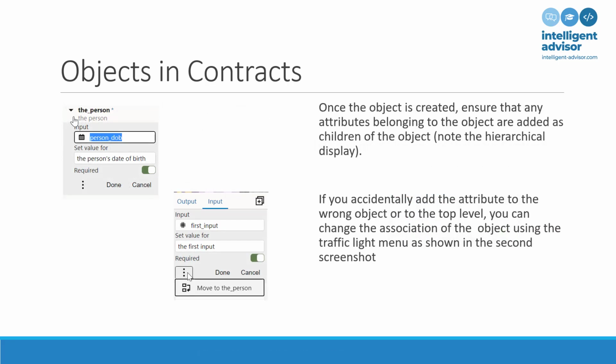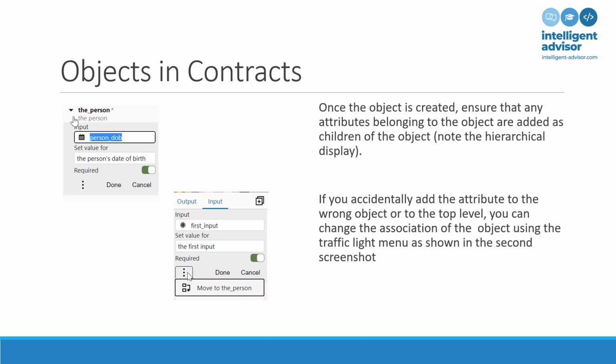Once you've done that, you'll notice in the first screenshot on the left-hand side, there is a small triangle next to the person, the object I created in the previous slide. And I can now create fields such as the person's date of birth, which belong to this object. So the person's date of birth is a field of the person.